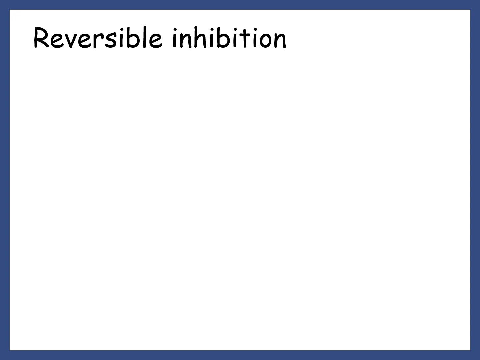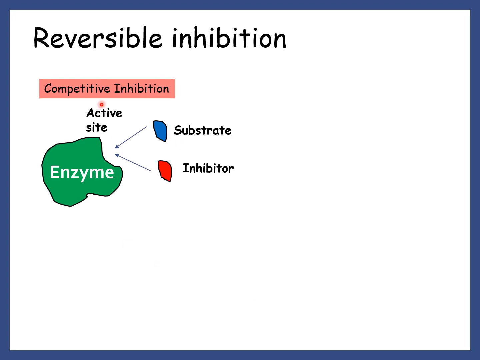Reversible inhibition means the enzyme inhibitor can bind to the enzyme and then it can also release the enzyme. It has three different types. One is called competitive inhibition, in which the inhibitor competes with the substrate for the active site binding. Both inhibitor and substrate have the same binding site, which is the active site on the enzyme, and they compete for the binding.